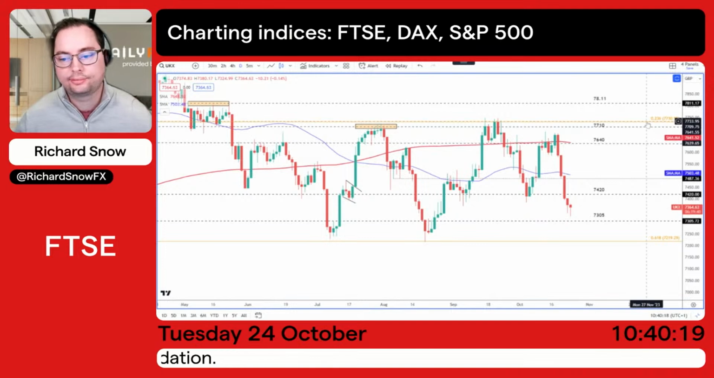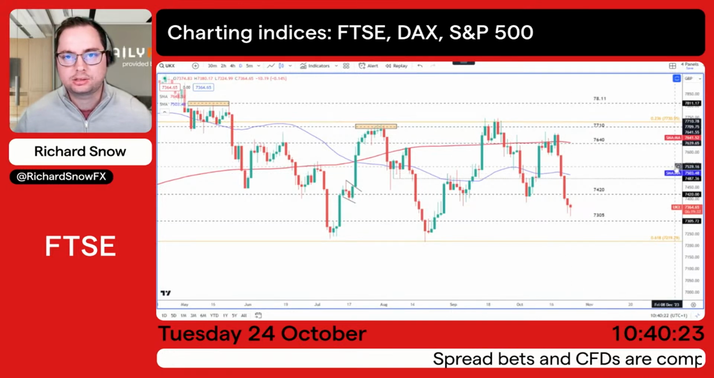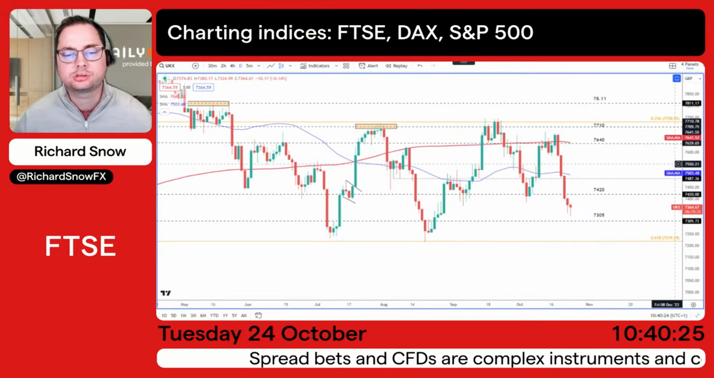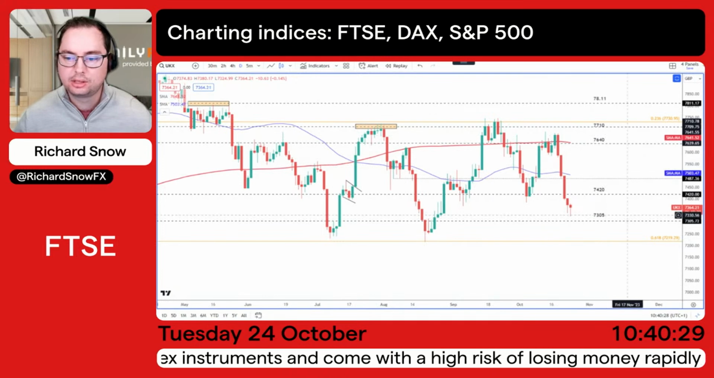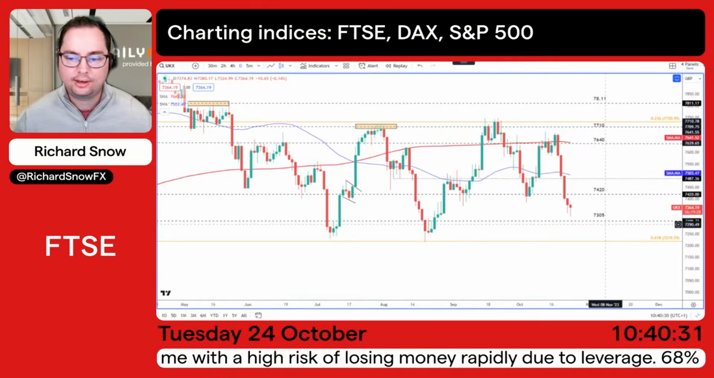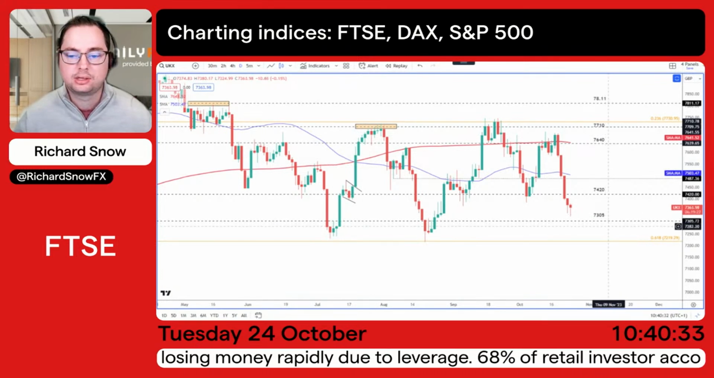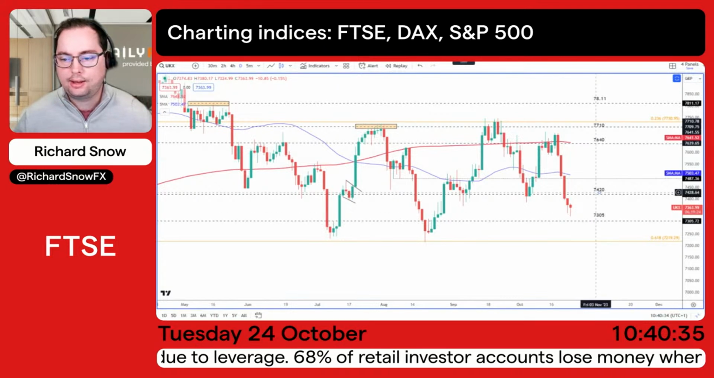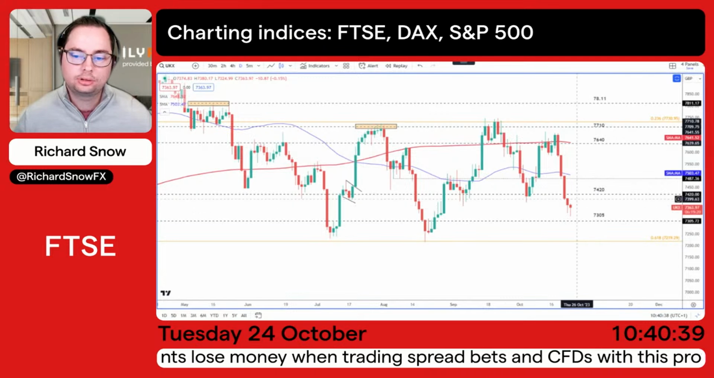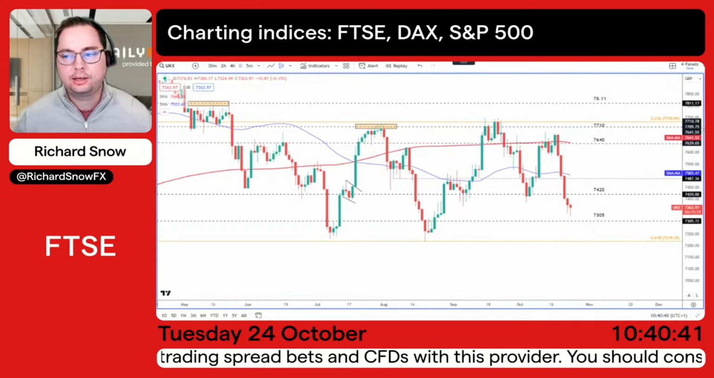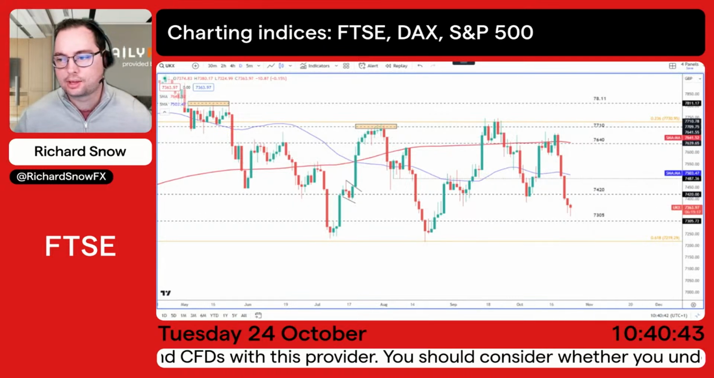But first indications suggest that if we see a slowdown in selling, we'd look at some sort of consolidatory phase from there. Levels of interest, of course, are 73.05, just above that 73 flat level, and 74.20 if we are to see some sort of pullback materializing in the FTSE.